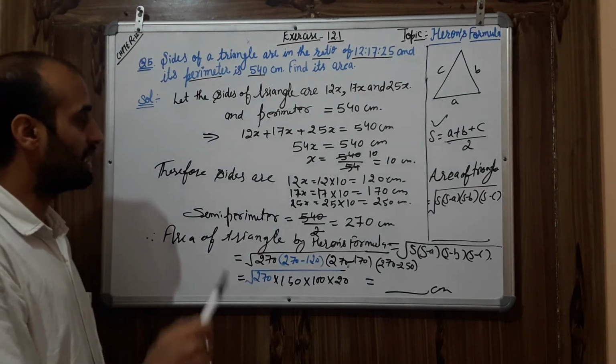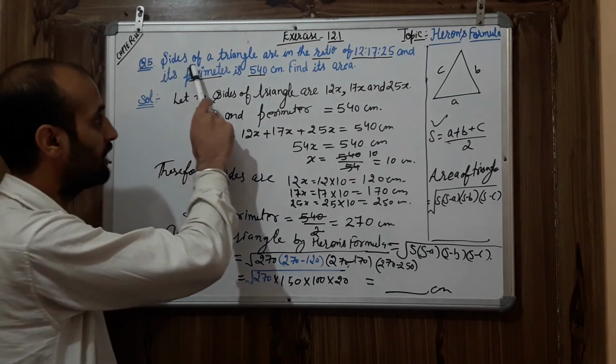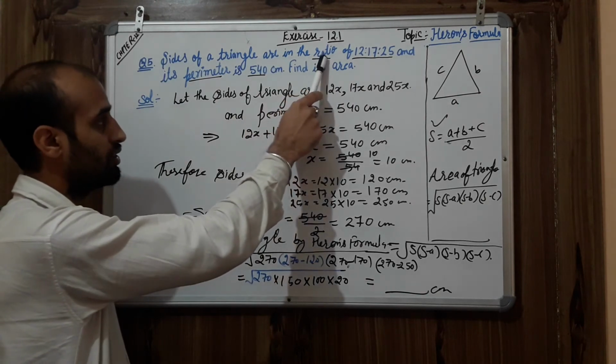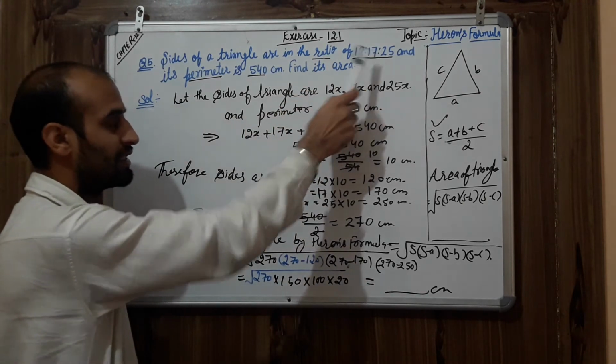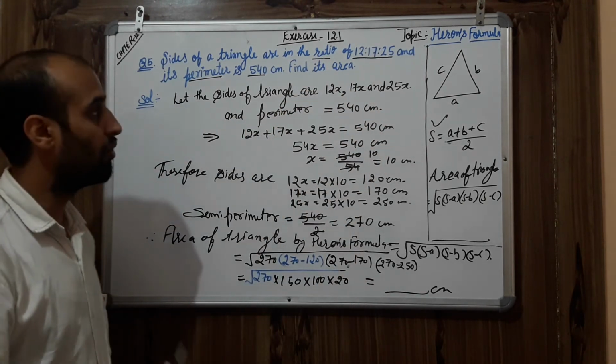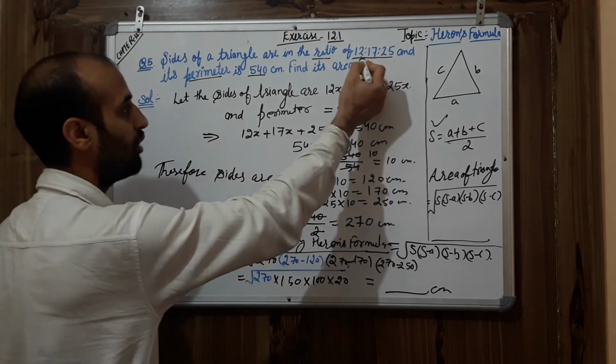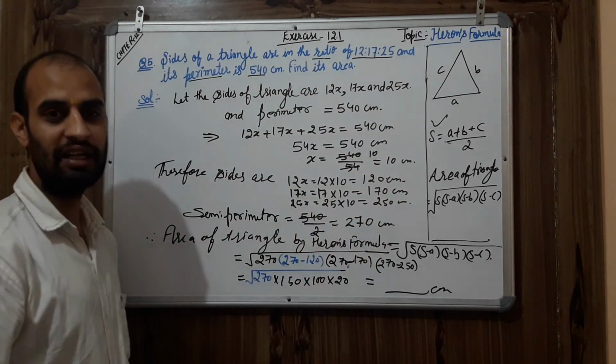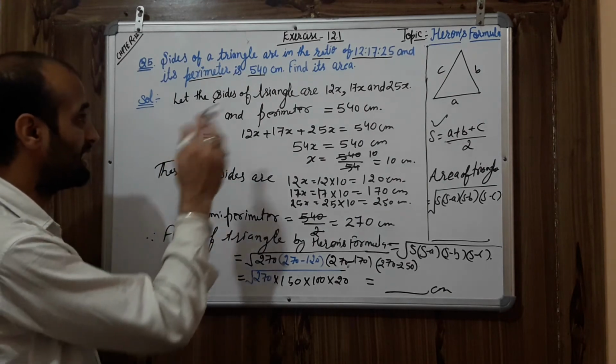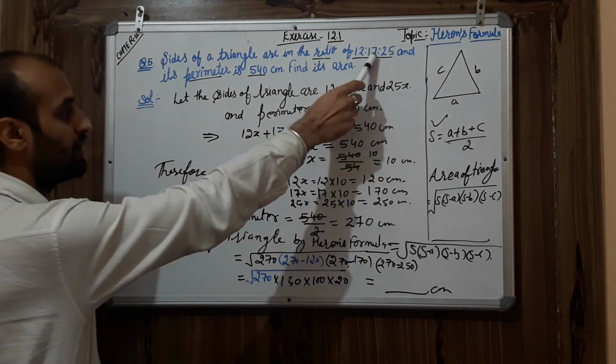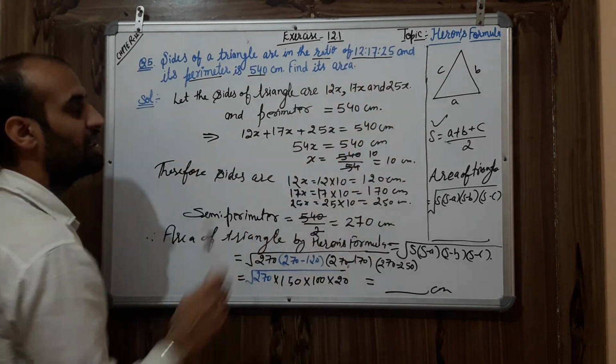Again, check what the steps are. The first step is to read the question. The ratio is given to you, so the sides are not with us. This is clear. Most of the students are committing a mistake. They are writing 12 plus 17 plus 25 and their answer is wrong. So that's why I am telling you, this is very important to understand. This is the ratio, not the sides.